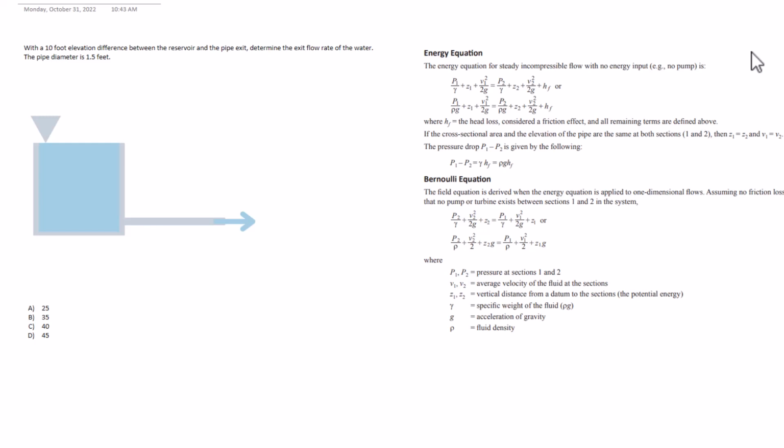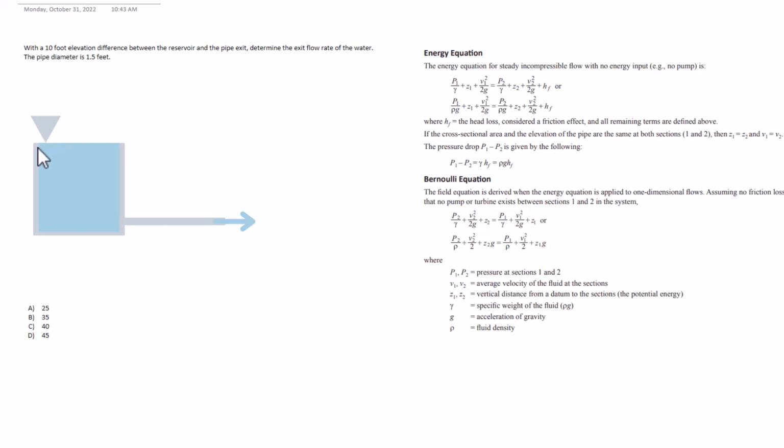So with a 10-foot elevation difference between the reservoir and this pipe exit, determine the exit flow rate of the water. The diameter of the pipe is 1.5 feet. And so this is a common problem. You're going to want to think energy equation here. And you can use Bernoulli or the standard energy equation in this case. We're not going to account for head loss in this problem. And so we're really going to want to use these equations here.